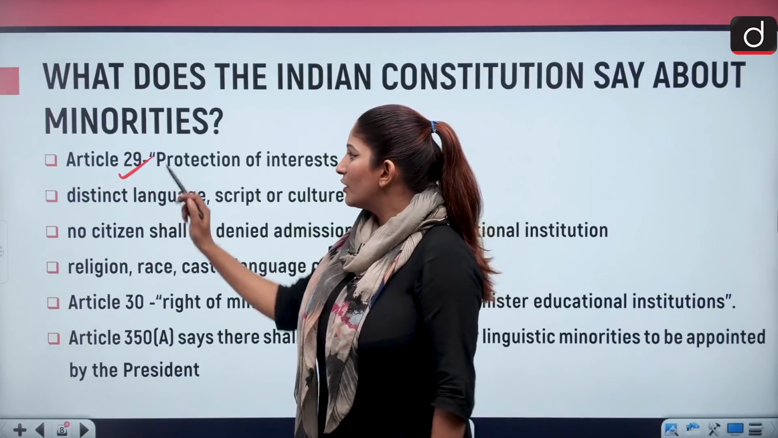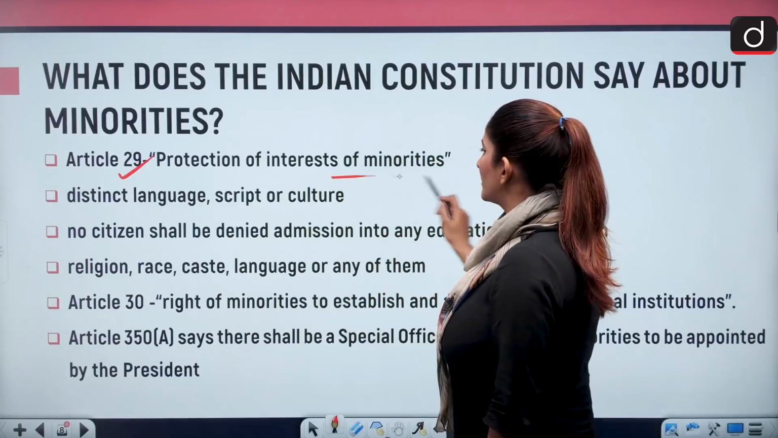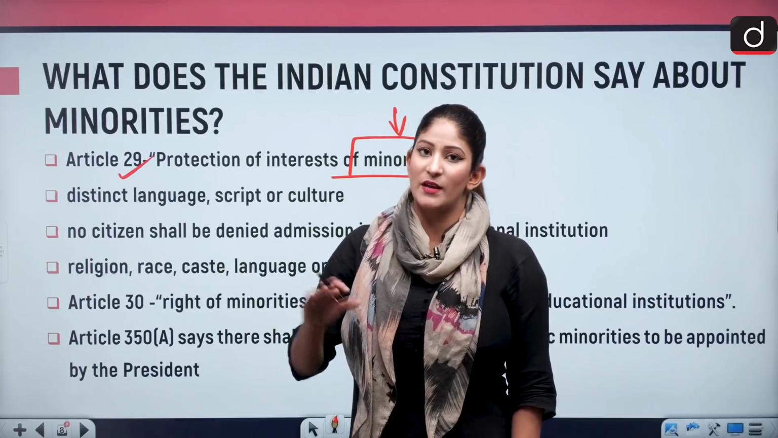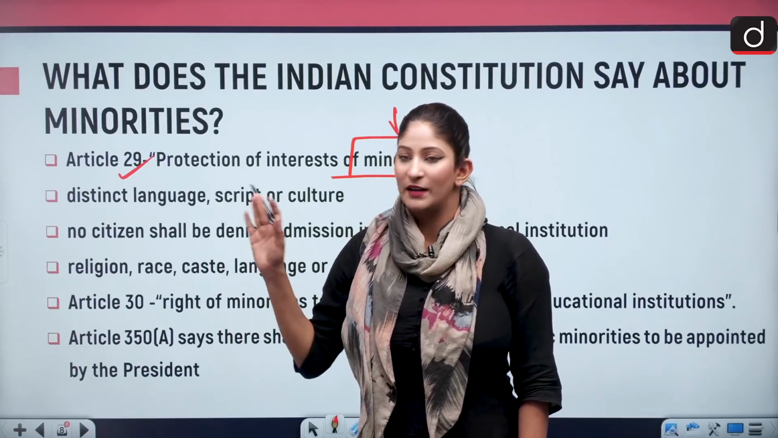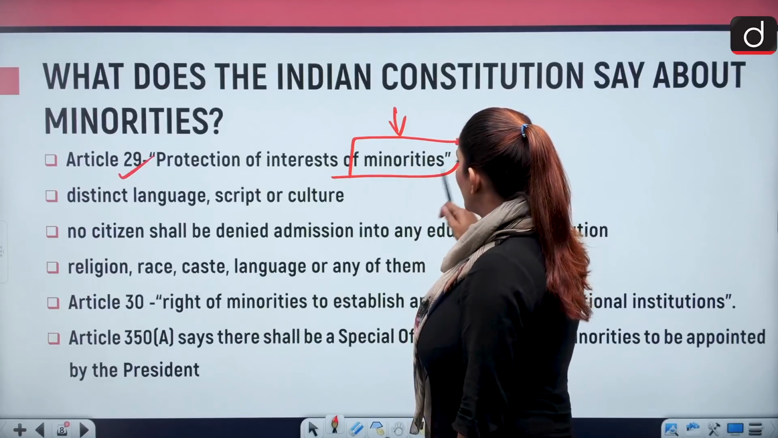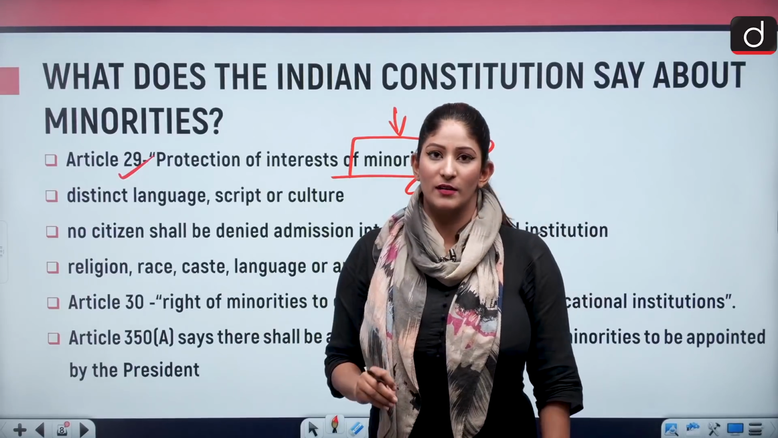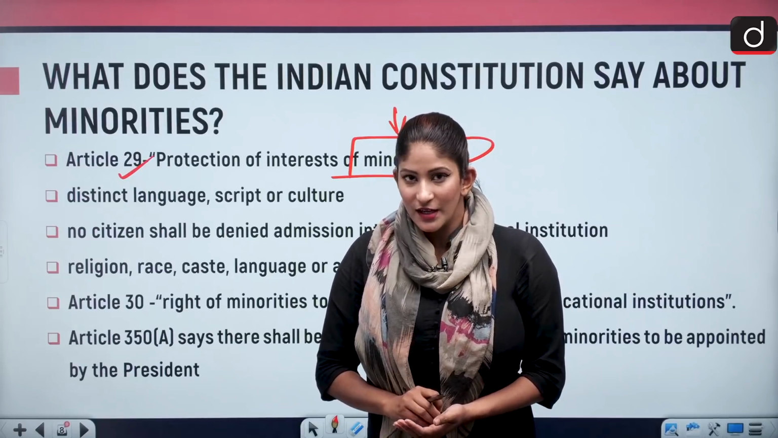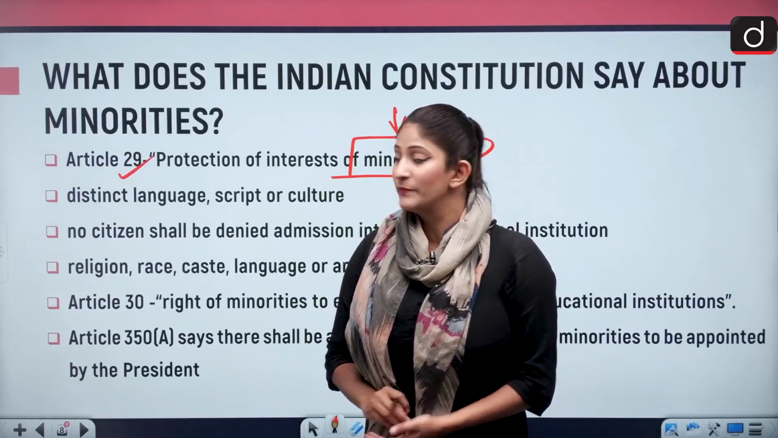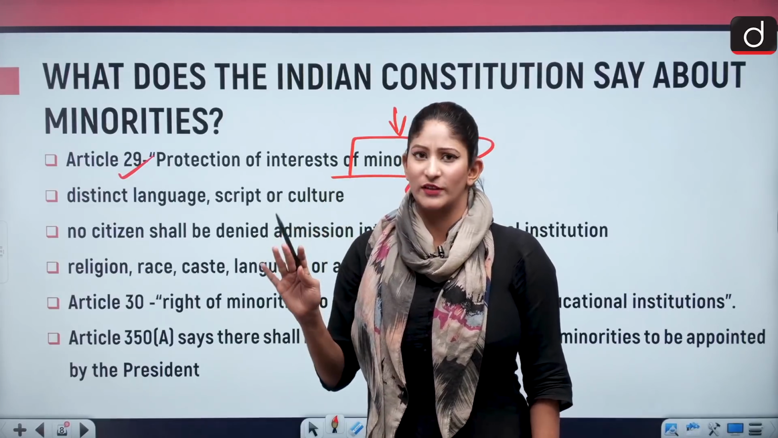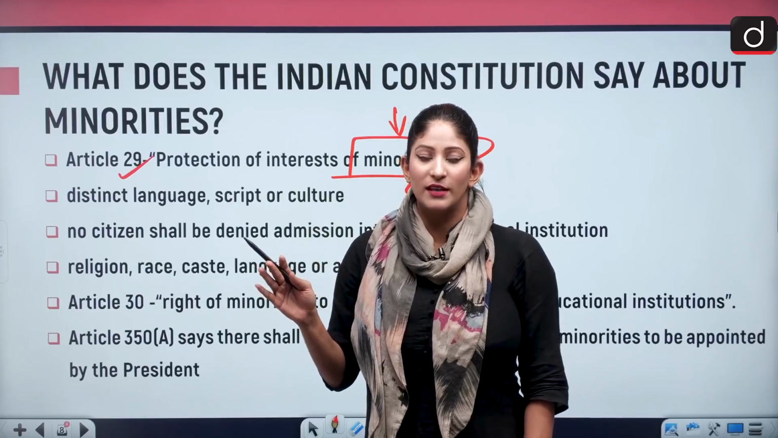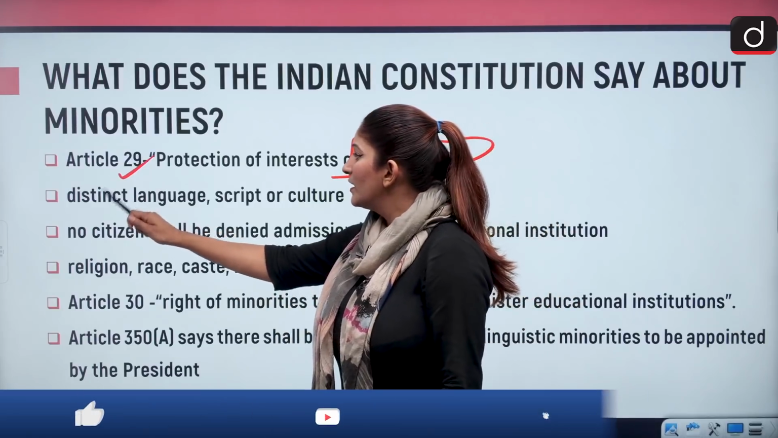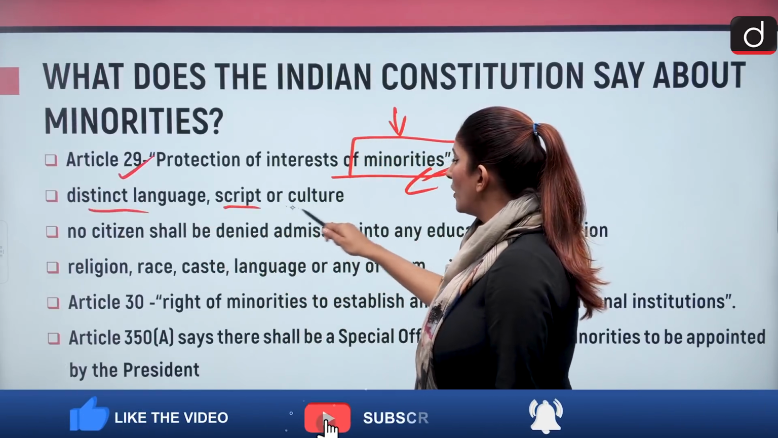Article 29 deals with the protection of the interests of minorities. Here the word minority is given, but it is not said that Muslims are a minority or Christians are a minority. That is all defined in the Act. It says that whatever minorities are there in any part of the country, or at the national level, have the right, and I am reiterating, in any part of the country, units are also there, or the country itself, to protect their distinct language, script or culture.